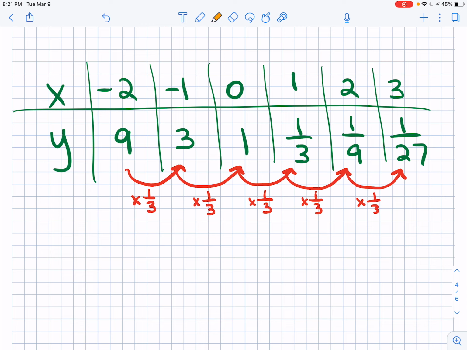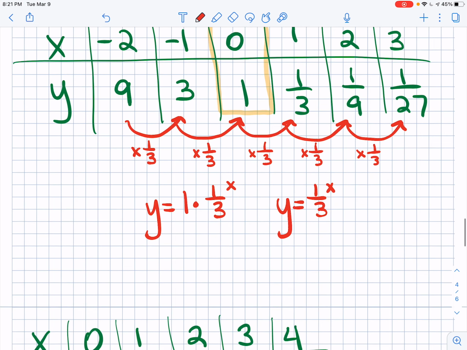If I look here again at where my x is 0, I need that value. That's my initial value. So I would say y equals my initial value of 1 times 1/3 to the power of x. Now here's the thing, I can write that without that 1 in front of it because multiplying by 1 doesn't change anything, and I can just write that as 1/3 to the power of x. All right, one more example.